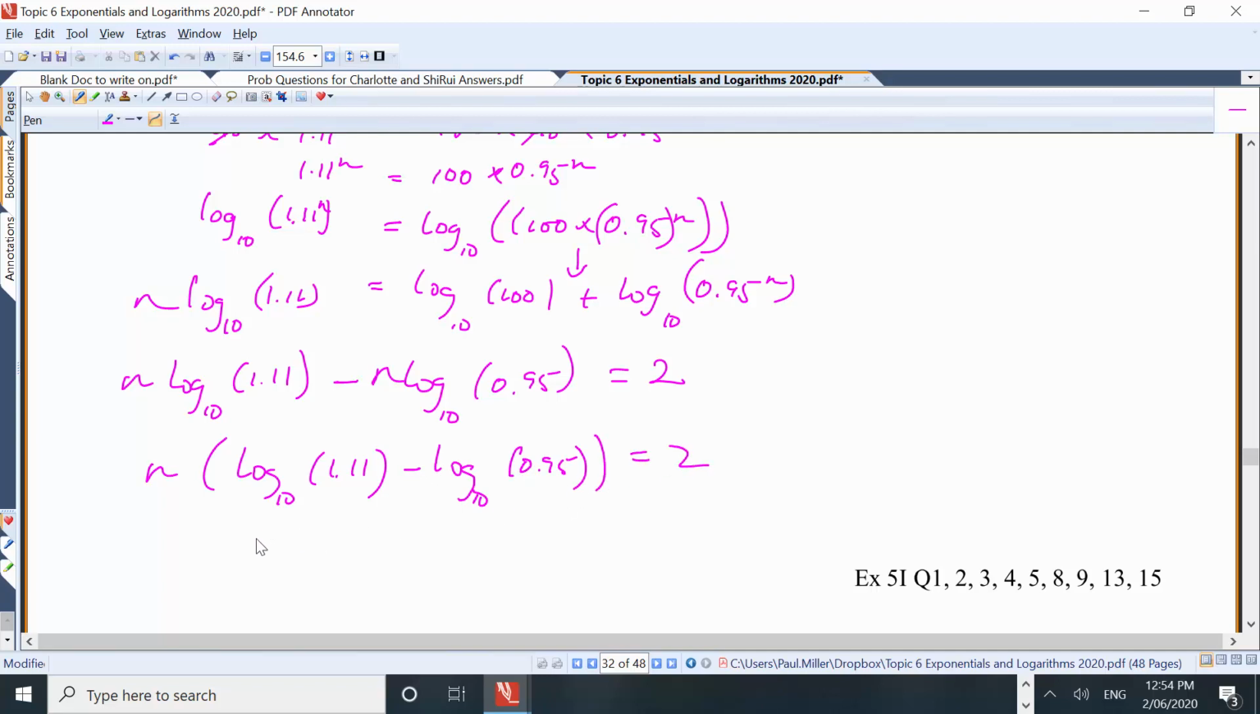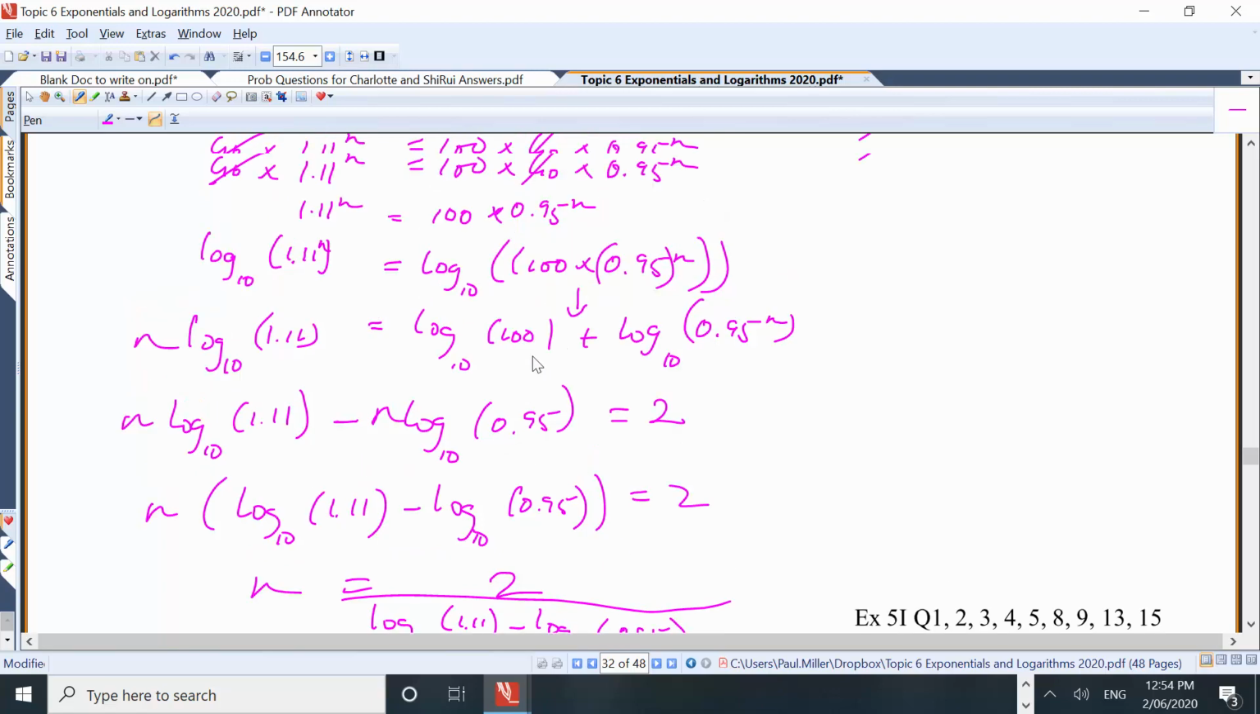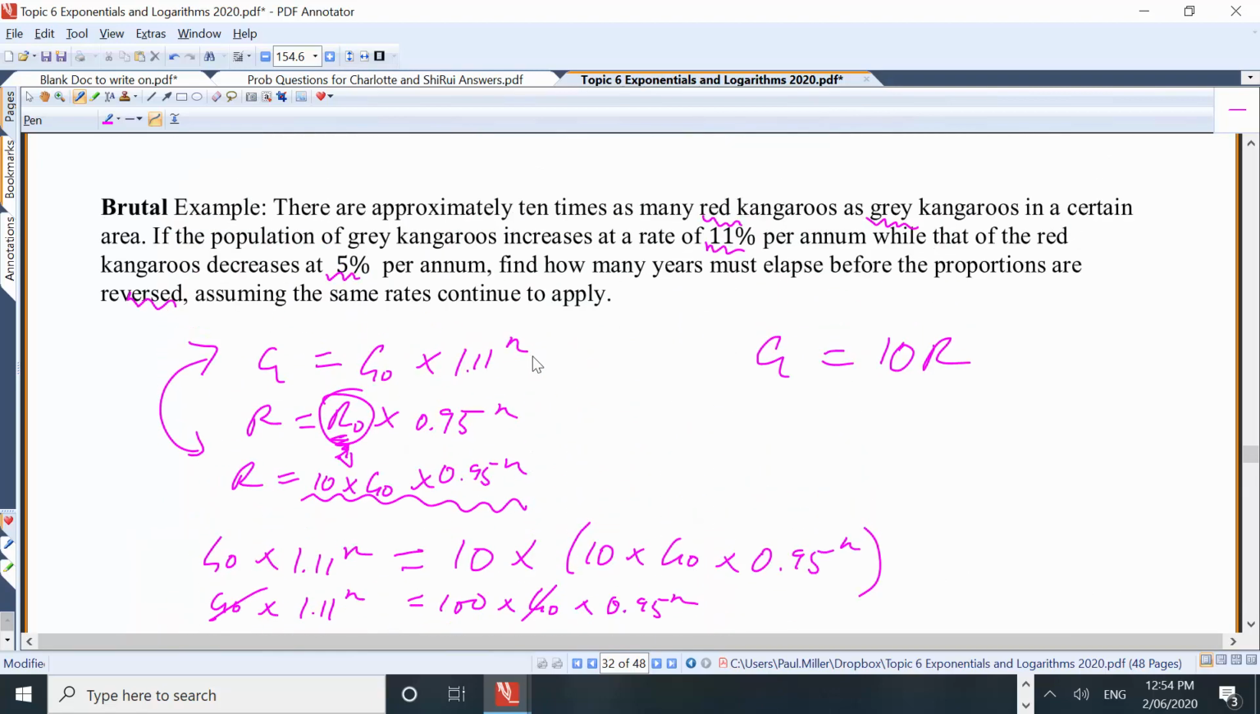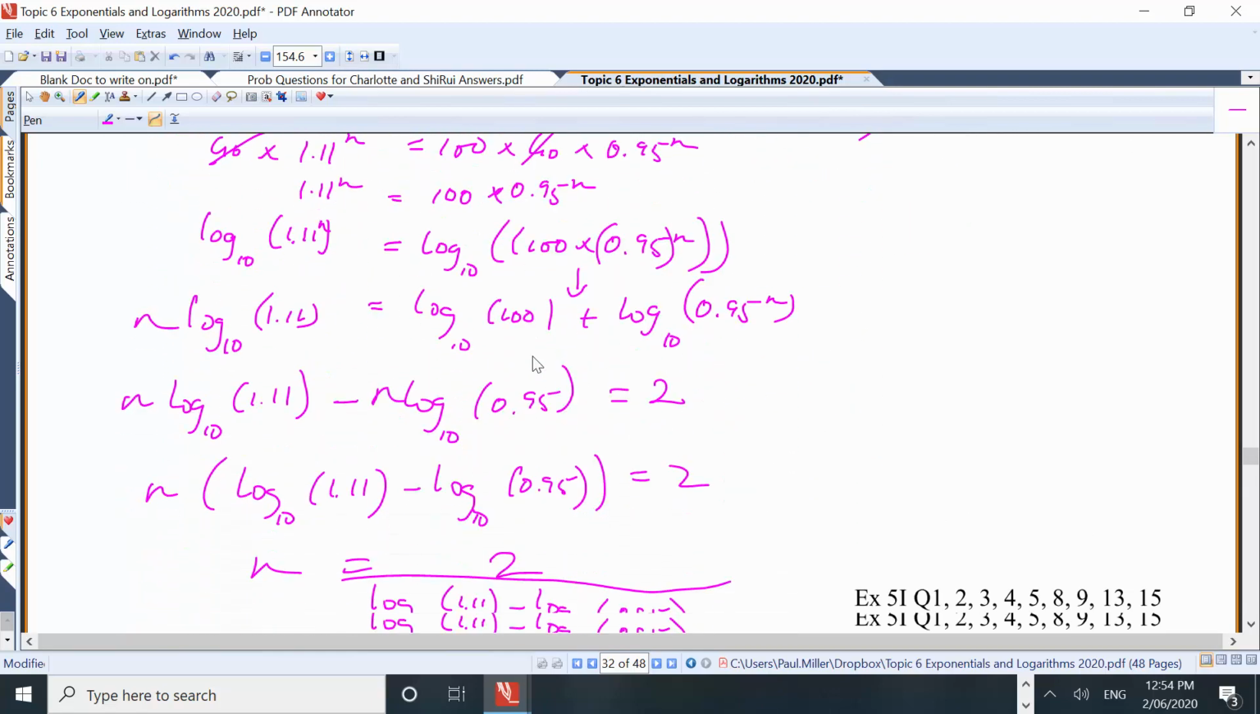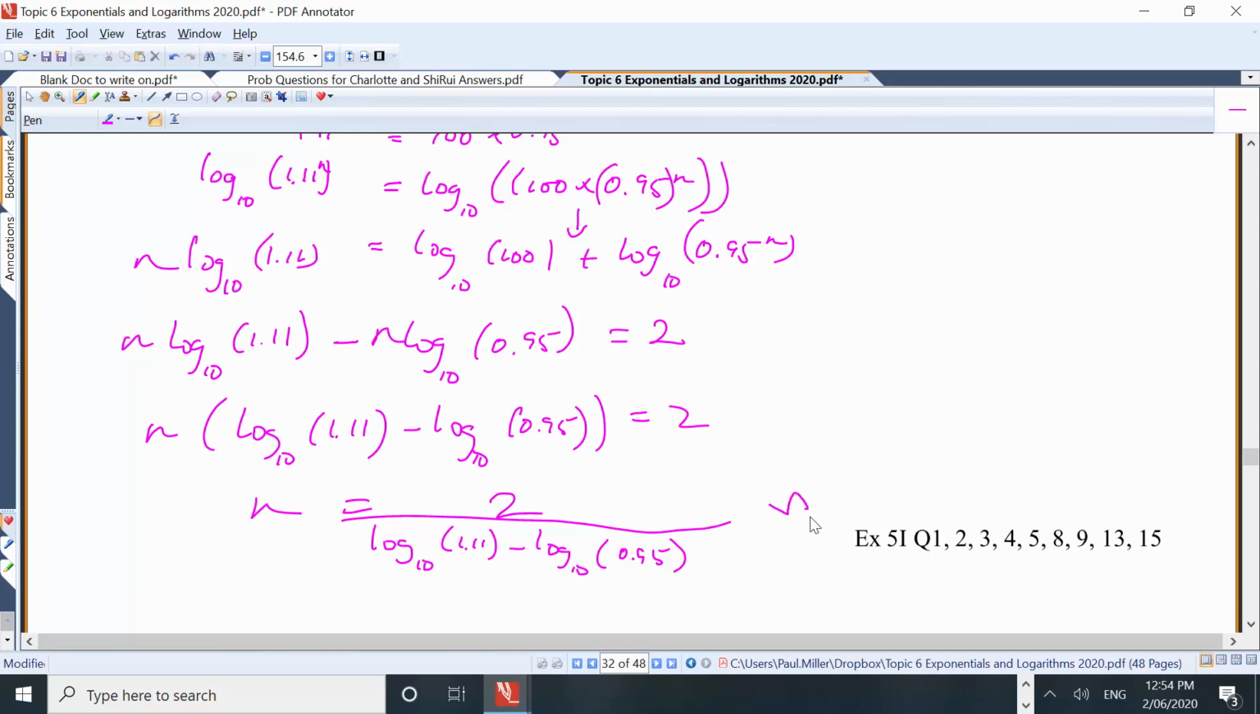We're going to say that n is equal to 2 over log 10 1.11, take away log 10 0.95. So there's our exact answer, and I think if you plug that into the calculator, that n value from memory was 29 point something, which meant that it was going to be 30 years.